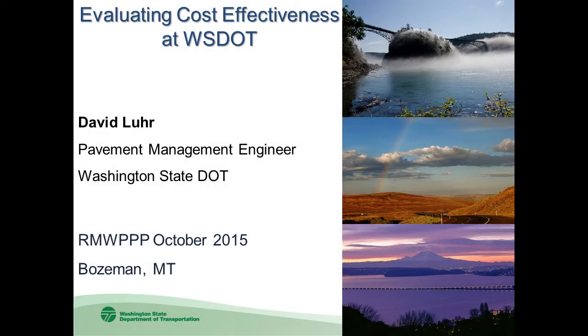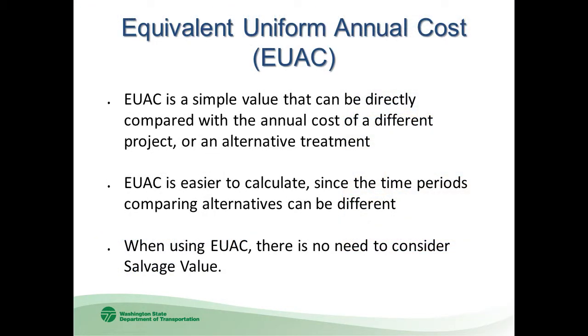Okay, I'm going to give the perspective from Washington State DOT. Some of it is going to overlap with what John covered, and then some of it will be exploring some other performance measures beyond that. But to begin with, as John showed in his presentation, WSDOT uses equivalent uniform annual cost, EUAC, really for all of our economic evaluations. It's nice because it's a simple value that can directly be compared with other treatments.